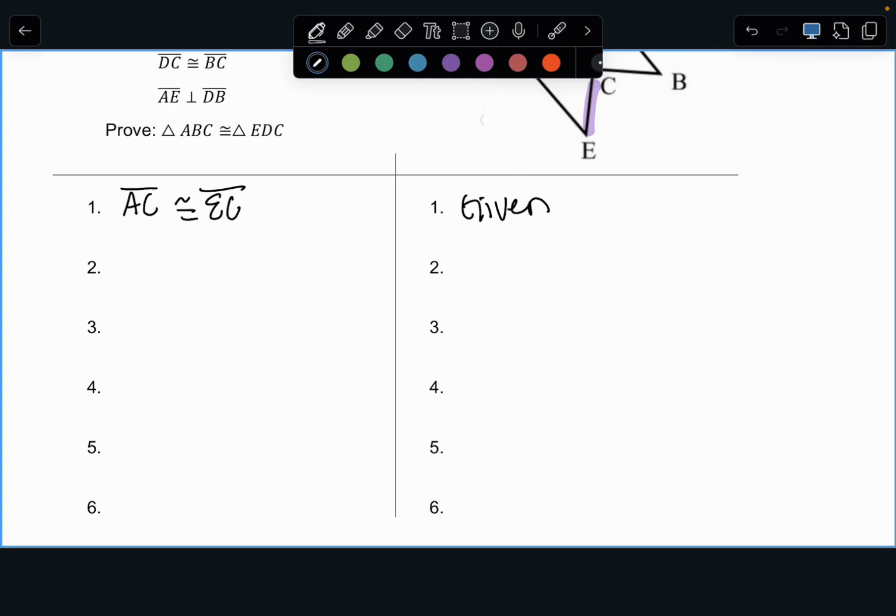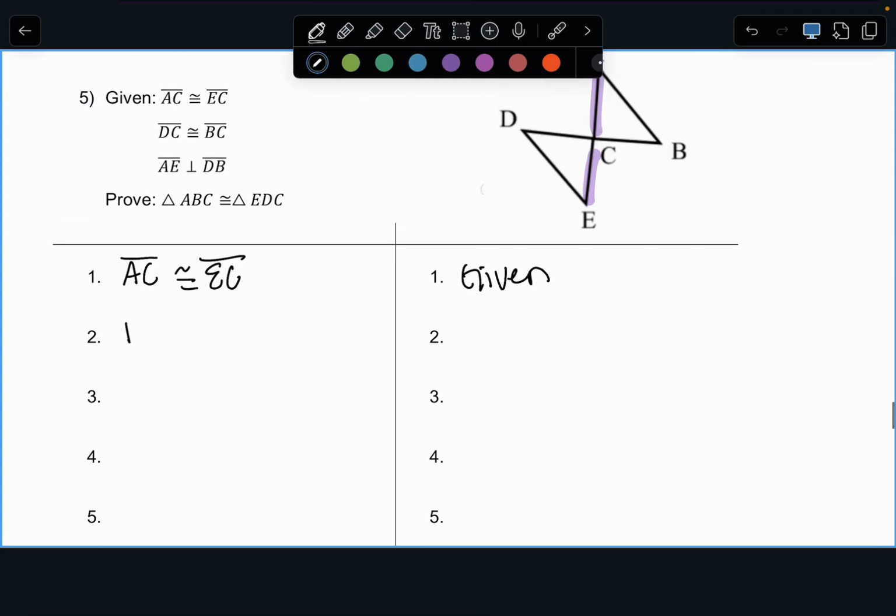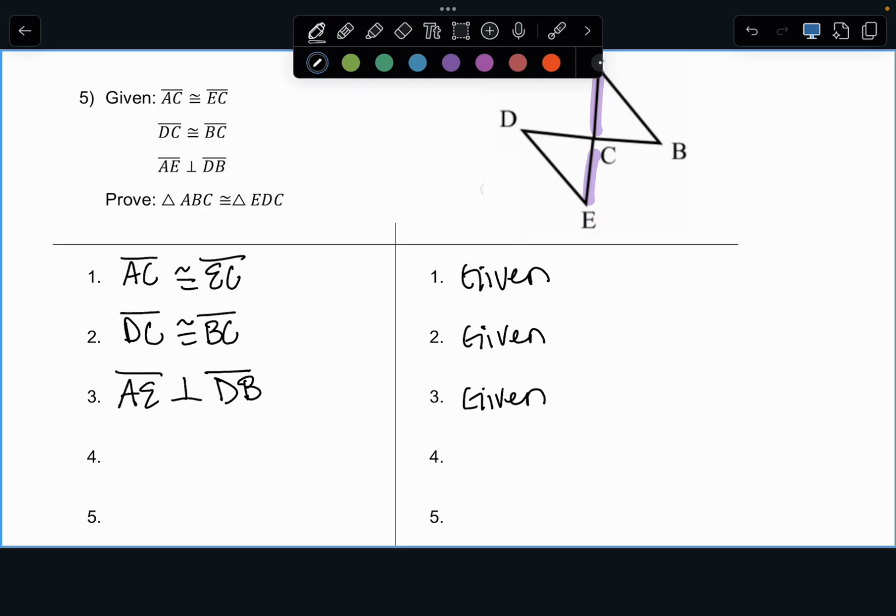I have 3 givens. So actually, you really get, in this case, 3 out of 6 free points just from writing given. So I'm going to write all those down, and then we'll talk about what they mean. The second given statement is that DC is congruent to BC. So that's my orange pieces. And then my last statement is that AE, so this line, is perpendicular to this line.